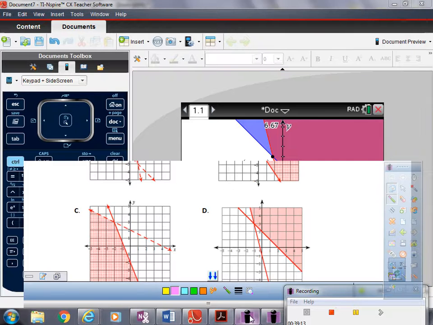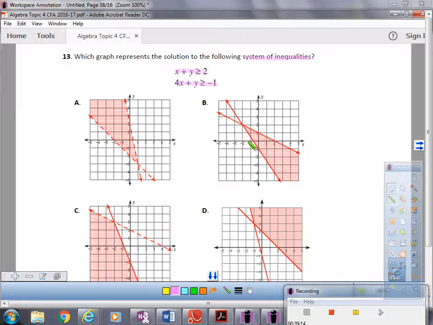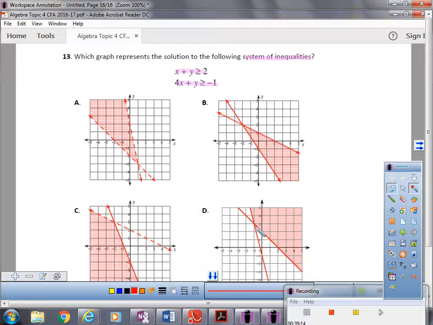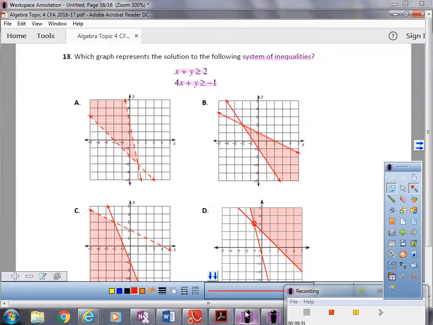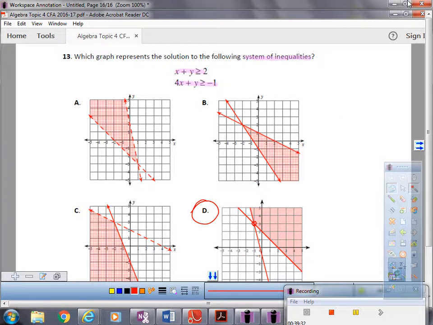See which one looks like this. Here's -1 up 3. Okay, it's not that one. -1, no. -1, 1, 2, 3. Okay, this one intersects right there at -1, 3. They're both solid. One's going down like that, and the shading is in the right place. So the correct answer for number 13 would be D.